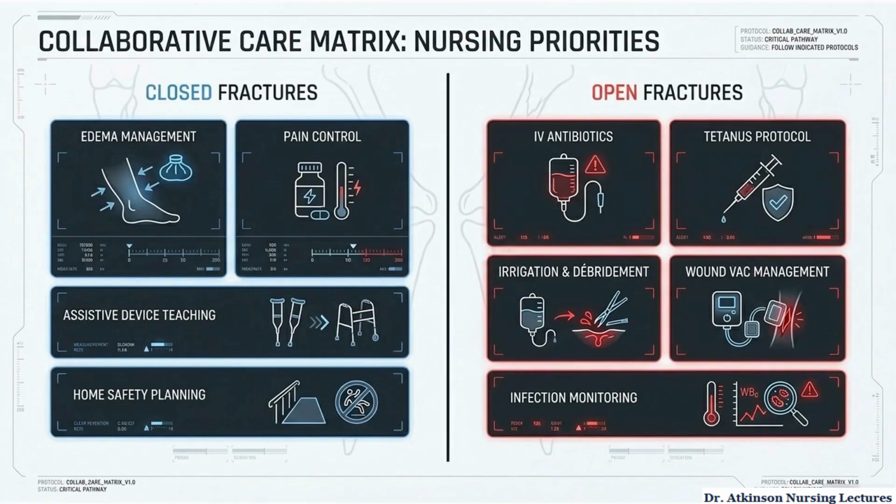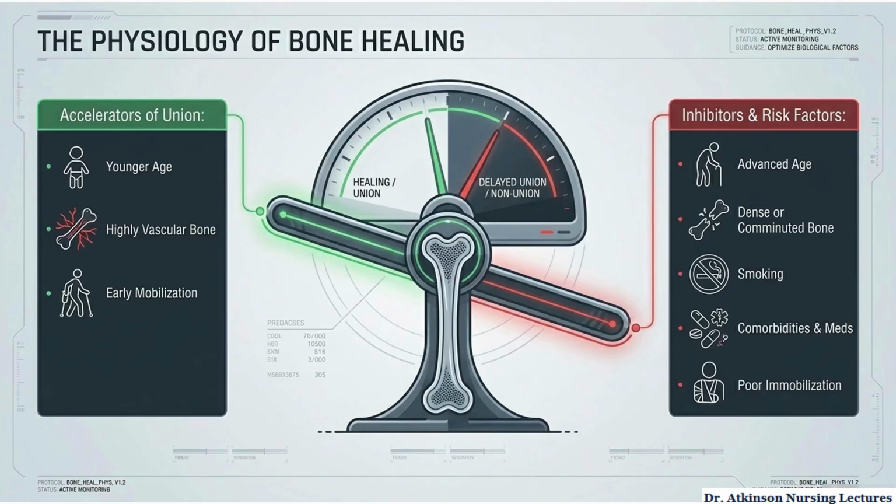Nursing priorities differ significantly between closed and open fractures. Closed fracture care focuses on edema control, pain management, safe use of assistive devices, and discharge planning for mobility and home safety. Open fractures shift the priority to infection prevention with immediate IV antibiotics, tetanus prophylaxis, irrigation and debridement, and close wound monitoring. Continuous assessment of temperature, WBC trends, and wound appearance is essential because infection can progress to osteomyelitis or limb loss.